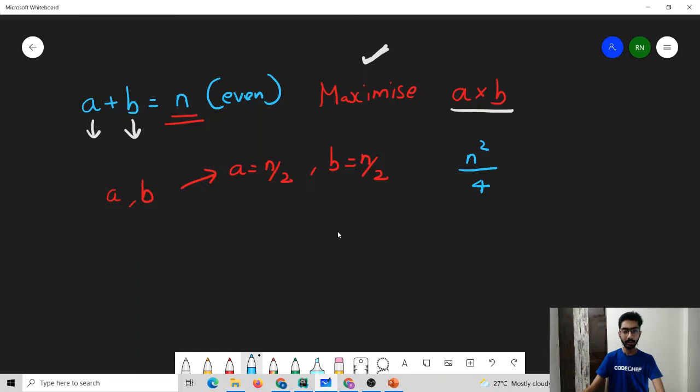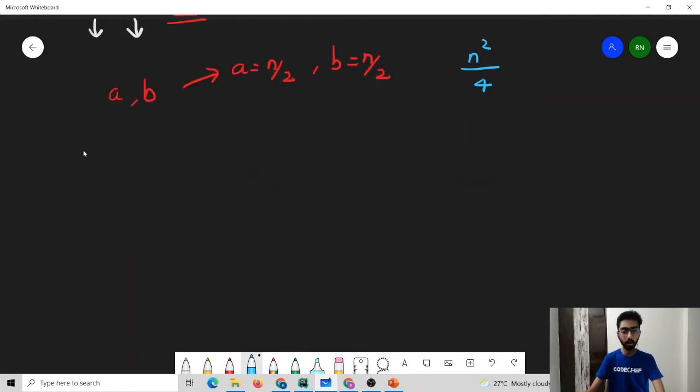So according to my greedy solution, I'll always split a and b in such a way that a is equal to n by 2 and b is equal to n by 2. But I have not yet proved that my solution is correct. For that we are going to use the exchange argument technique. So according to my solution, the greedy approach gives me the answer of n squared by 4.